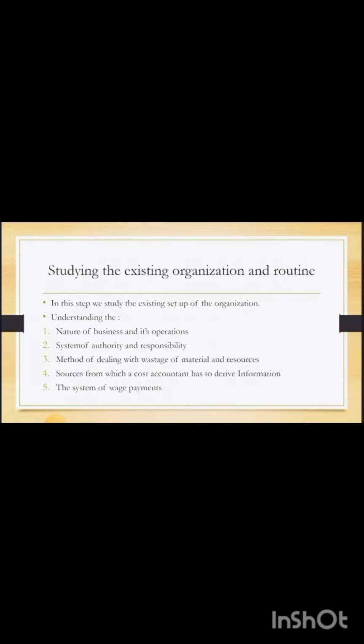In this step, we are going to study the existing setup of the organization. And what are the things that have to be studied? They are as follows: the nature of the business and its operations, the system of authority and their responsibilities, the method of dealing with wastage of material and resources. This is the main thing for cost accounting. So next, sources from which the cost accountant has to derive the information, and finally the system of wage payment. This is a main thing which has to be considered.